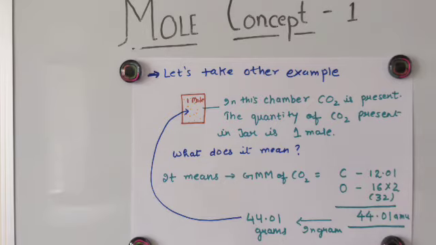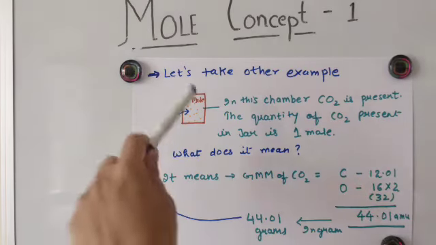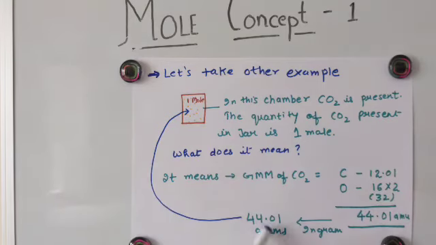So if we weigh 44.01 grams of carbon dioxide, it will make 1 mole of carbon dioxide. It means that in this chamber there is 44.01 grams of carbon dioxide.